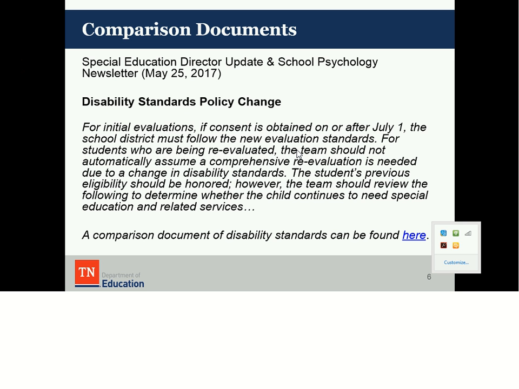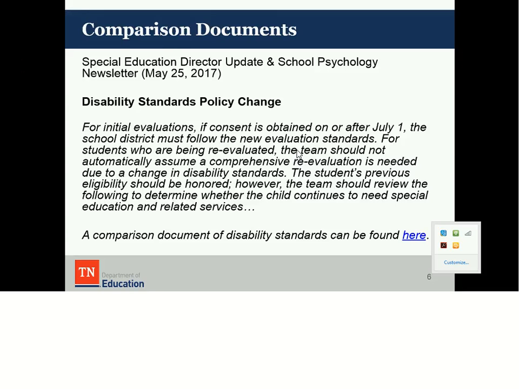It's important to keep in mind as team members that if students are being reevaluated, the team shouldn't automatically assume that a comprehensive reevaluation is needed just because there's been a change to the disability standards. The reevaluation review should take place just like it has been before. The team should make a decision based on the information reviewed regarding past and present levels of performance, as well as potential disability needs. The previous eligibility will be honored if there is no need for further evaluation. However, if the team questions whether the student continues to demonstrate a disability, whether that disability is the most descriptive disability the student is displaying, or if there's some other reason the team feels a comprehensive evaluation is needed, the team will need to follow the new standards if a comprehensive evaluation is completed.